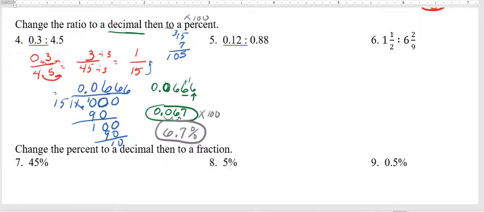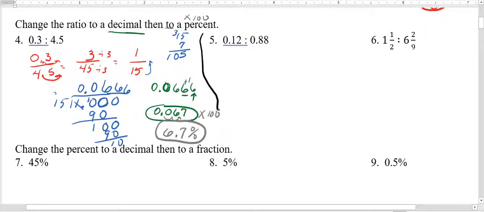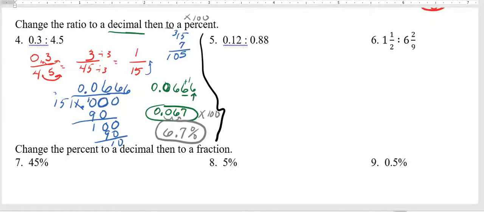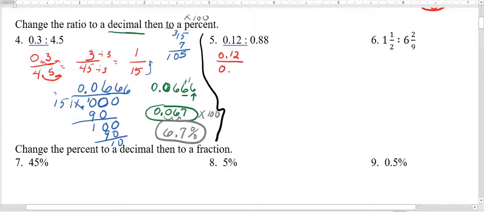Okay, let's look at number 5. I'm going to draw a line right here trying to separate these out. So let's take our ratio and write it as a fraction. I have 0.12 divided by 0.88. I want to change both of them from decimals to whole numbers. Since they're both in the hundreds place, I can move my decimal 2 places, or multiply by 100, and I end up with 12 over 88.